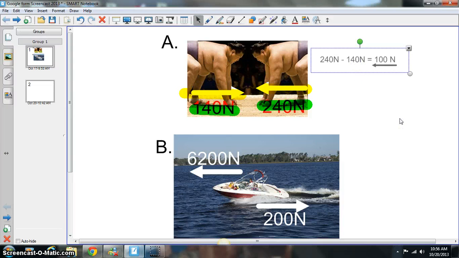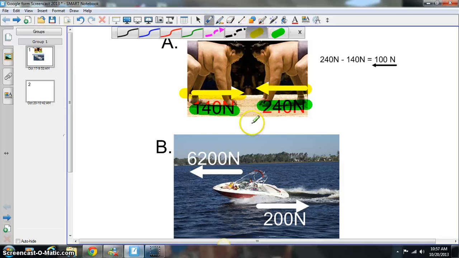So if we look over here, we'll see that if we take the difference, that means we're subtracting 240 newtons minus 140 newtons, which is equal to 100 newtons of force to the left, which means that the sumo wrestler here on the right is going to push the sumo wrestler on the left back with a vector force of 100 newtons. Okay? So now let's take a look down below at the boat example.